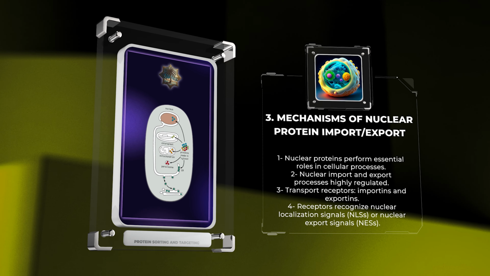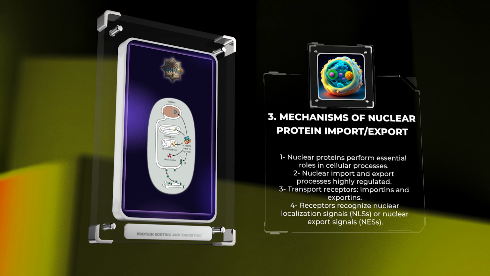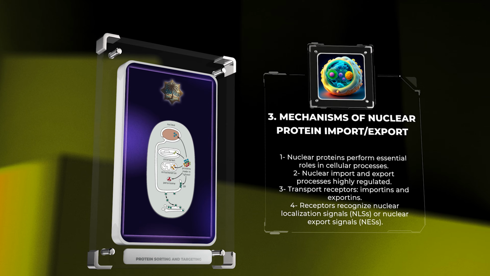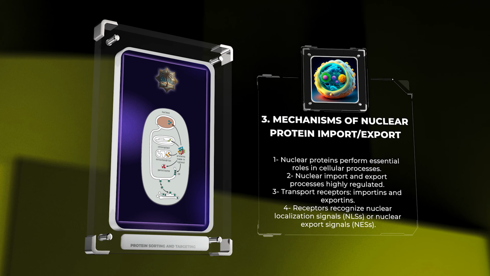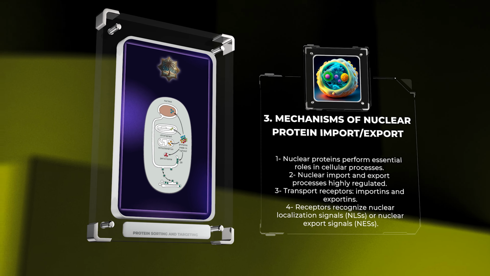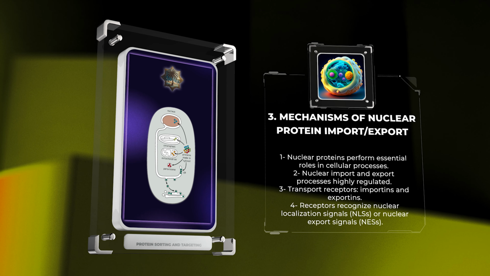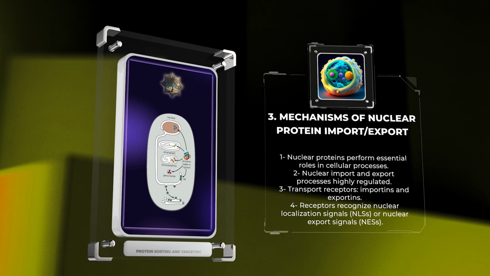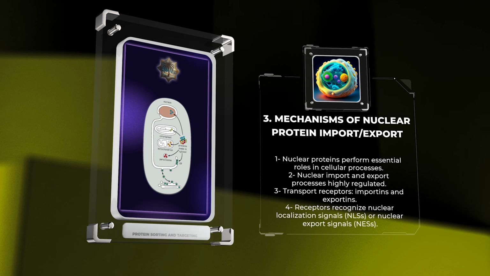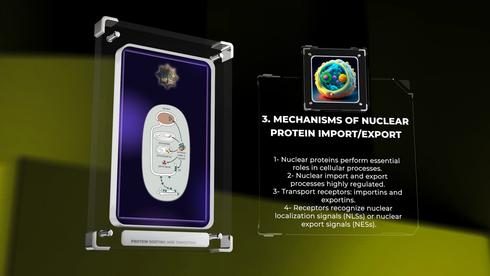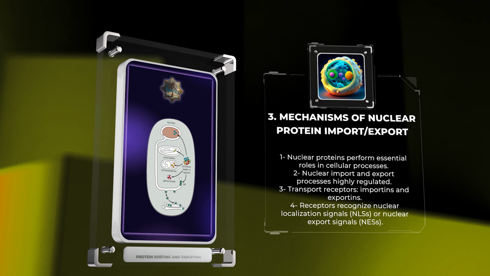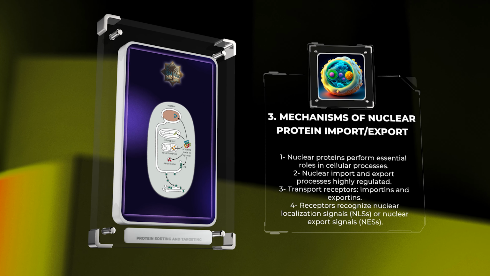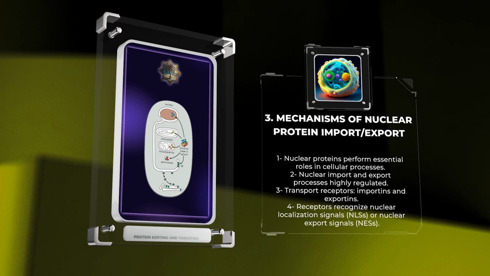However, they must first traverse the nuclear envelope to gain access to this compartment. Nuclear import and export processes are highly regulated and mediated by specific transport receptors, such as importins and exportins, respectively. These receptors recognize nuclear localization signals, NLSs, or nuclear export signals, NESs, present on the cargo proteins. Nuclear pore complexes, NPCs, large proteinaceous structures spanning the nuclear envelope, serve as gateways for nucleocytoplasmic transport. The intricate interplay between transport receptors, NLSs/NESs, and NPCs ensures precise and selective nuclear protein import and export.